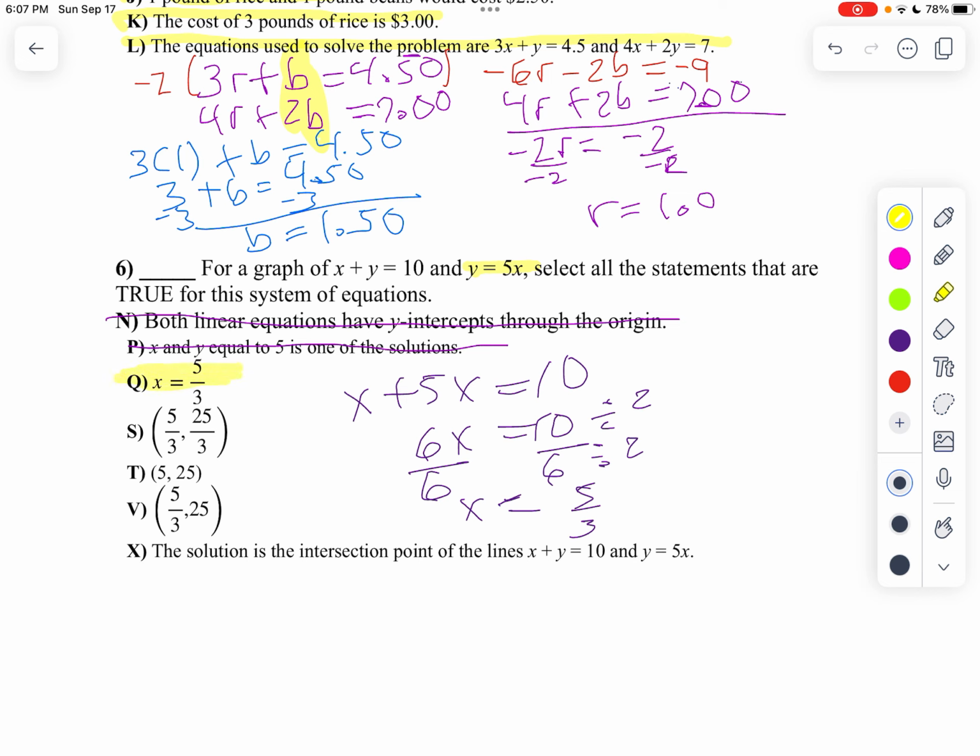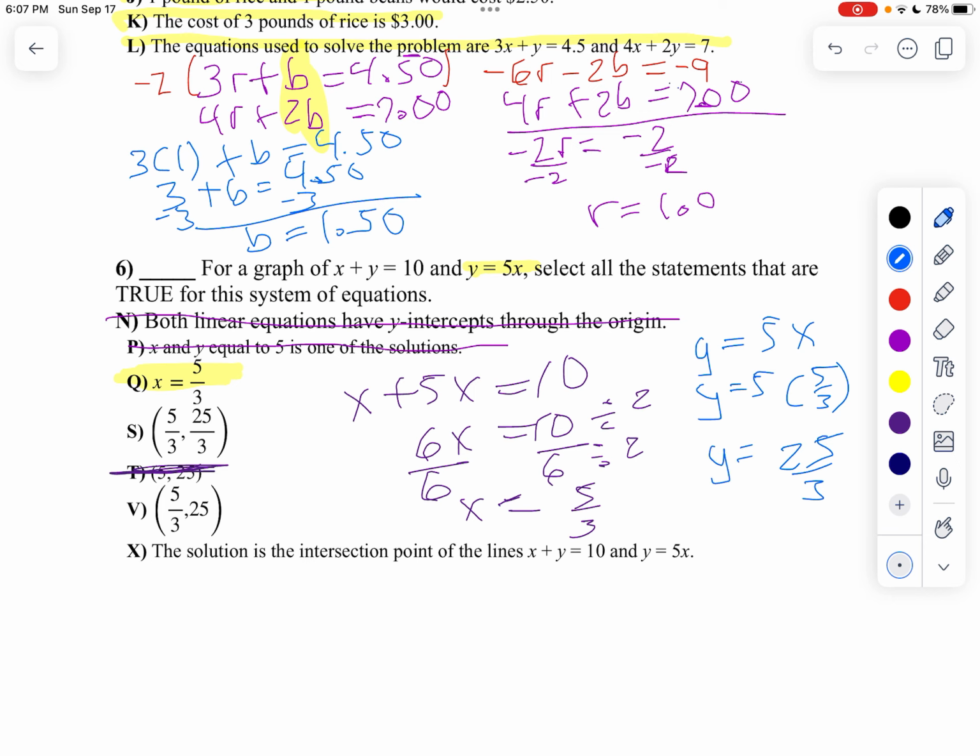Now, is y, notice I can cross out T because x is not 5. And so it's either 25/3 or 25. Well, let's use y equals 5x again. So 5x, but x we know is 5/3. So my answer for y is 25/3. So S is also a correct choice here. And V is not. The solution is the intersection. Yeah, we showed that. So it's Q, S, and X. That's where we get a choice there. I think that's it for that page.